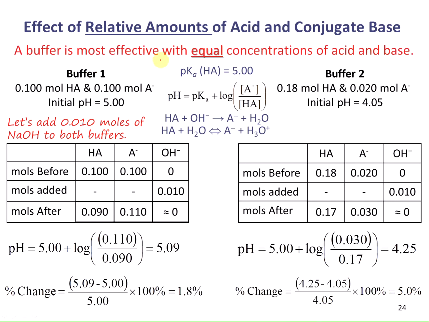In buffer 1, where the concentrations of the weak acid and the conjugate base were the same initially, we had a very small change in the pH when the sodium hydroxide was added. Whereas with buffer system 2, we had a larger amount of the weak acid compared to the conjugate base, so when the sodium hydroxide was added, we had a larger change in the pH compared to buffer 1. A buffer is most effective with equal concentrations of acid and base.